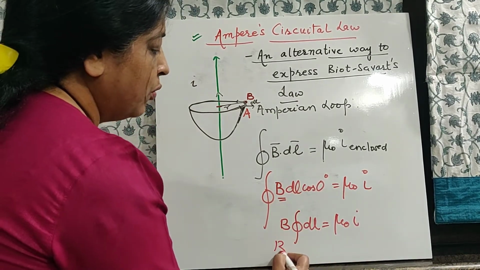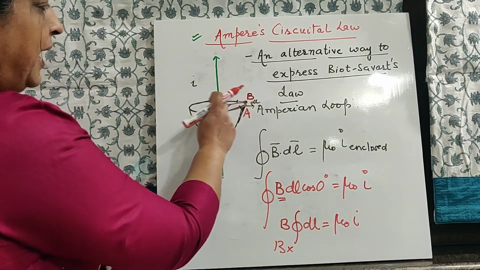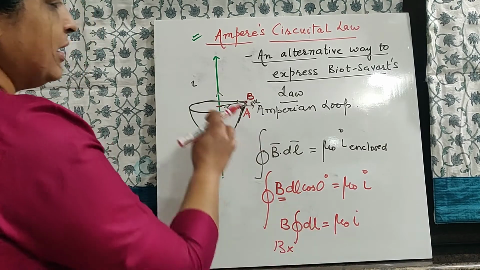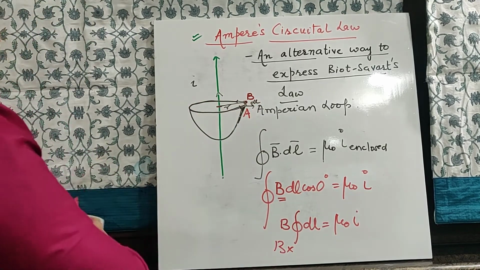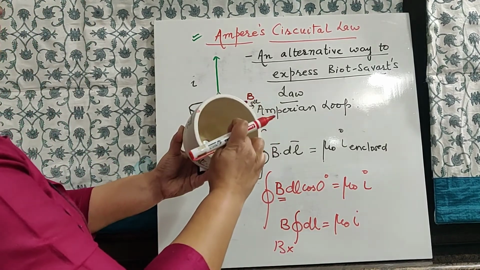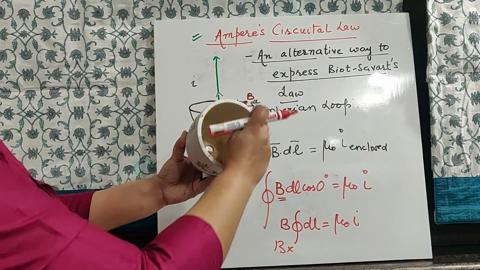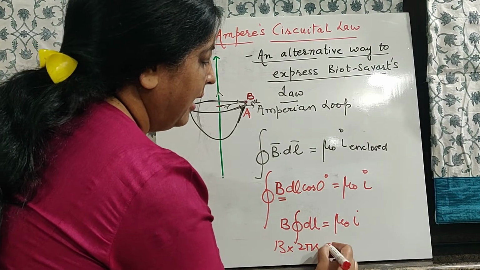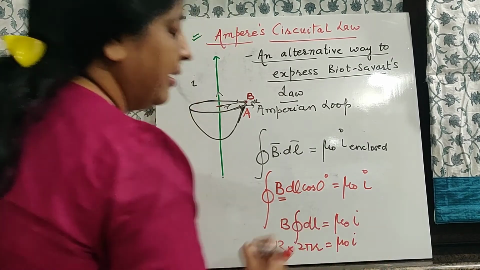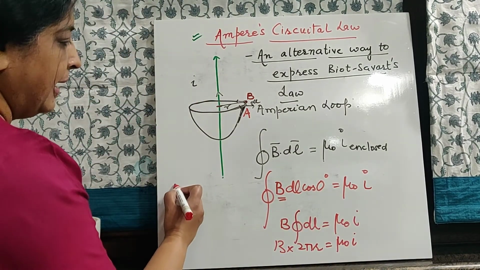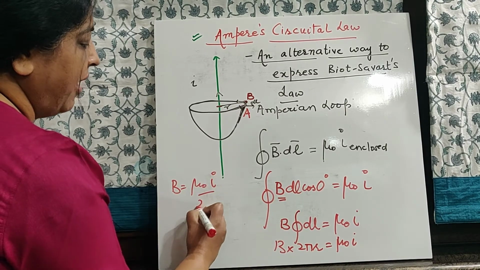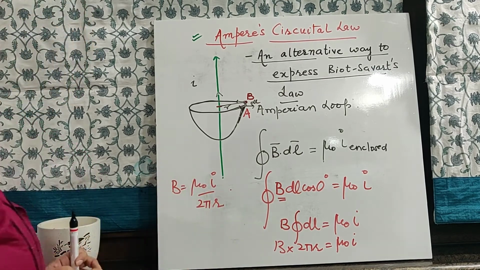Now, B into, for this complete Amperian loop, dl is 2 pi r, the circumference. If r is the radius of this loop, then the whole circumference is 2 pi r. So, B into 2 pi r is equal to mu naught I, which further implies that magnetic field is equal to mu naught I divided by 2 pi r.